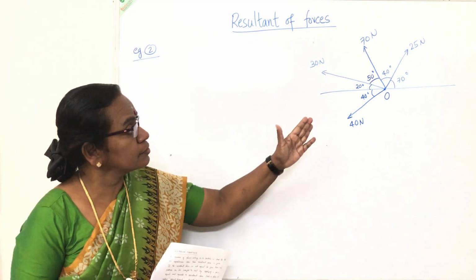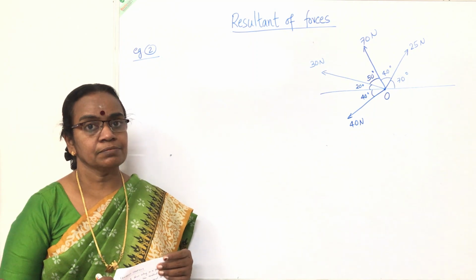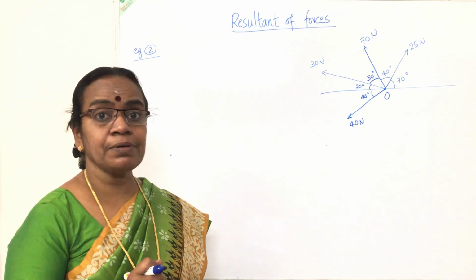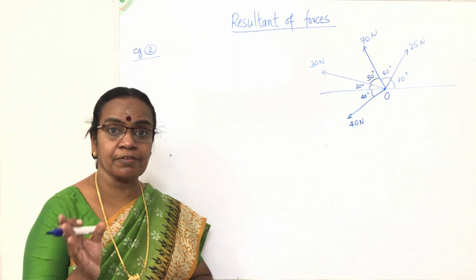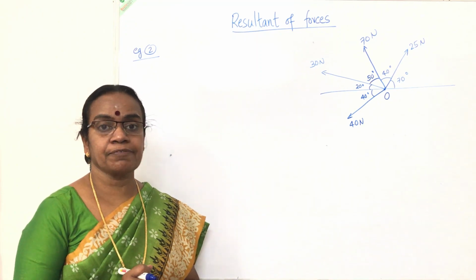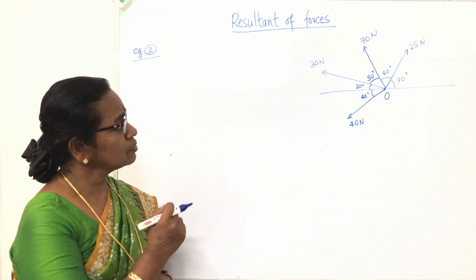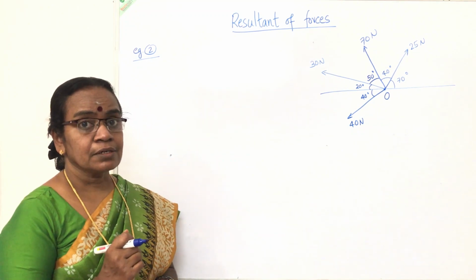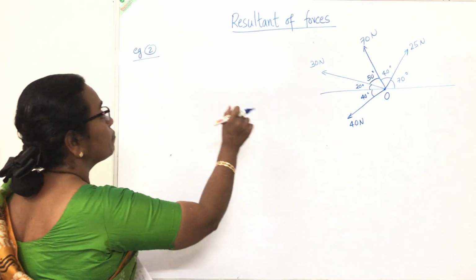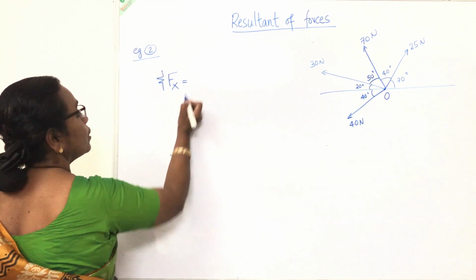A system of concurrent forces is given in the figure. Find the resultant. In the earlier example, I considered force by force. I resolved it, resolved the components, then added them together: sigma Fx, sigma Fy, root of Fx square plus Fy square. Here, since you are familiar with resolution, I am not going deeply into that, but simply write down sigma Fx, the sum of all the horizontal components.